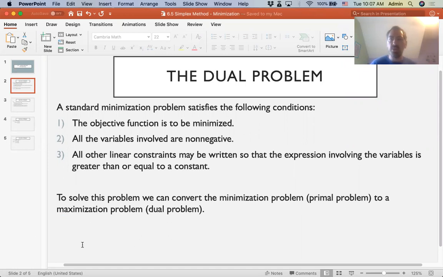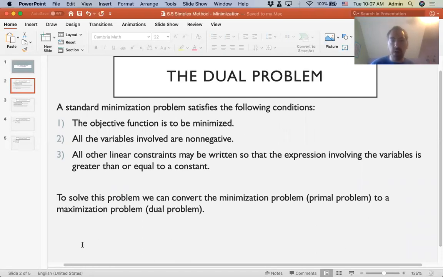In this video, we're going to see how we can use the simplex method for solving minimization problems. And we can use the same steps that we use for the maximization problem with some slight adaptation. Now we're looking at a standard minimization problem. That's where the objective function is to be minimized, all variables are non-negative, and all the linear constraints have greater than or equal to in the statement.